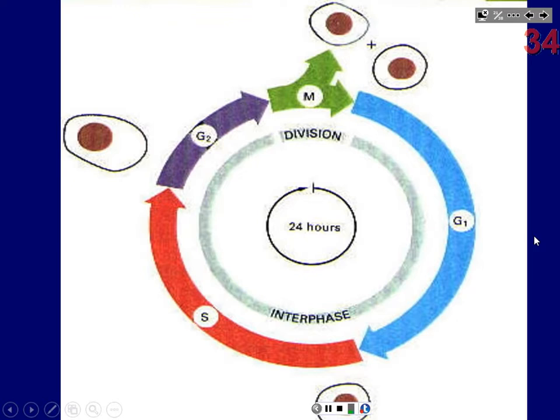So if it's a liver cell in G1 and G2, it's doing its job. It's being a liver cell, whatever liver cells do, okay? If it's a kidney cell, it's a kidney cell, okay? So when we talk about the cell cycle and growing and replicating, keep in mind that the cell has got a job to do, and it's doing its job while all this other stuff is going on, okay? Does that make sense?